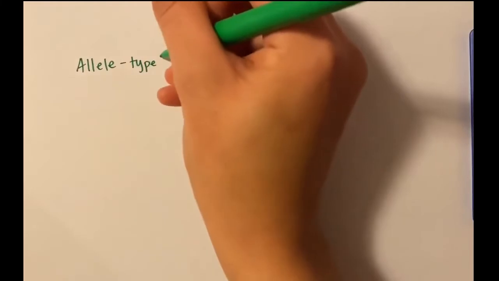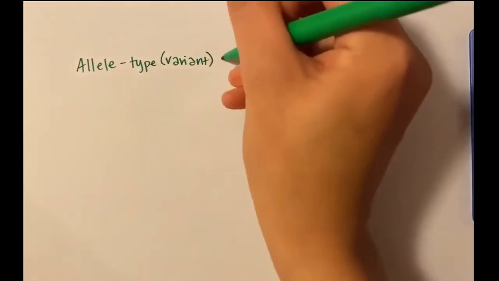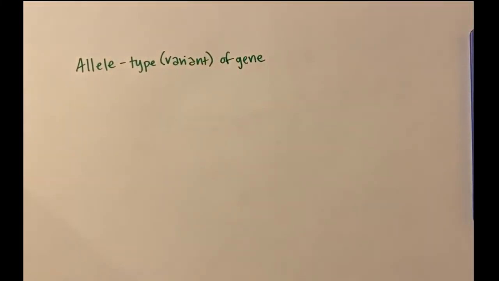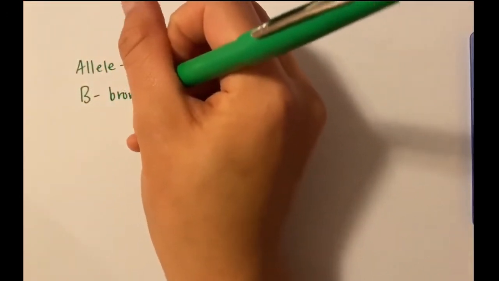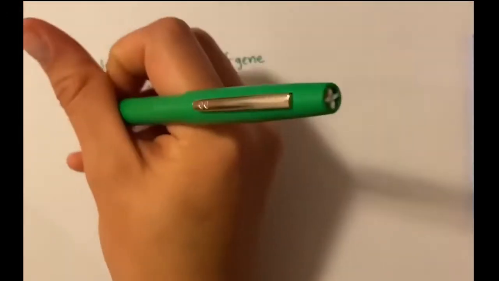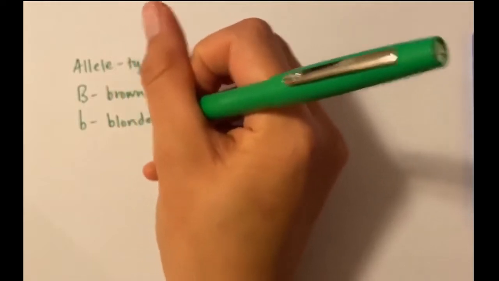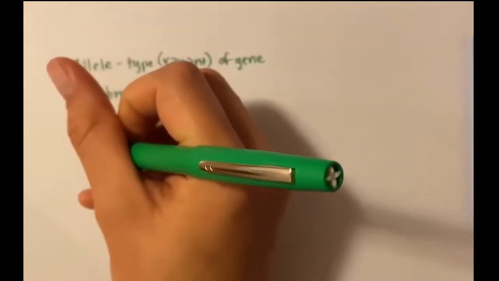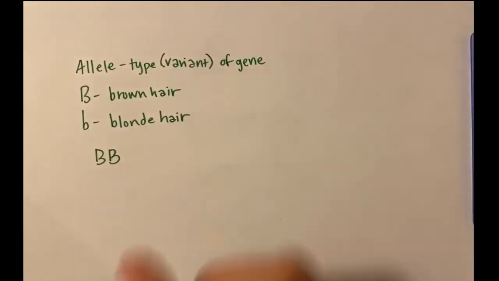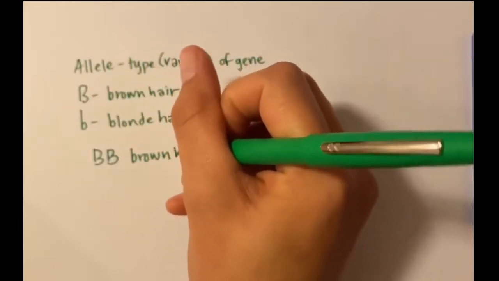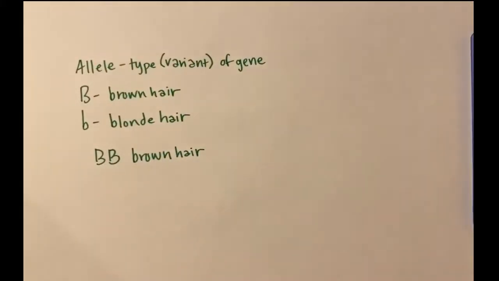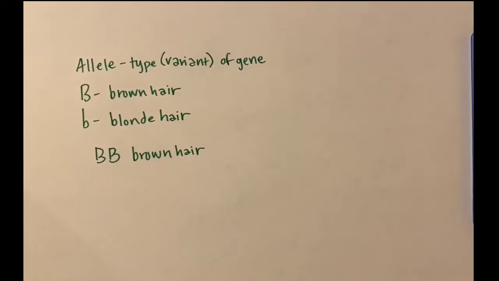Remember that an allele is a type of gene. You have two copies of all of your genes, one from your mom and one from your dad. So let's talk about a gene where big B represents brown hair and little b represents blonde hair. If a person has two copies of big B's, or the genotype big B, big B, that person will have brown hair. Why? Because they have two copies of the allele for brown hair. They don't have anything else to express.